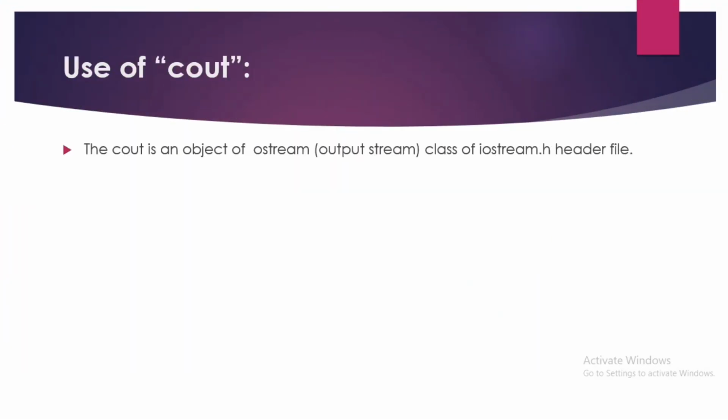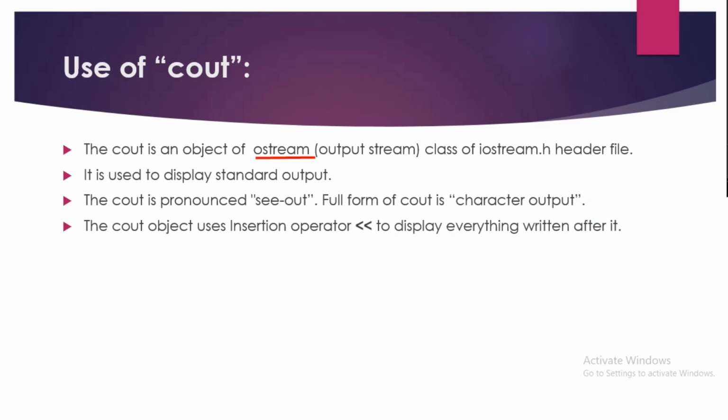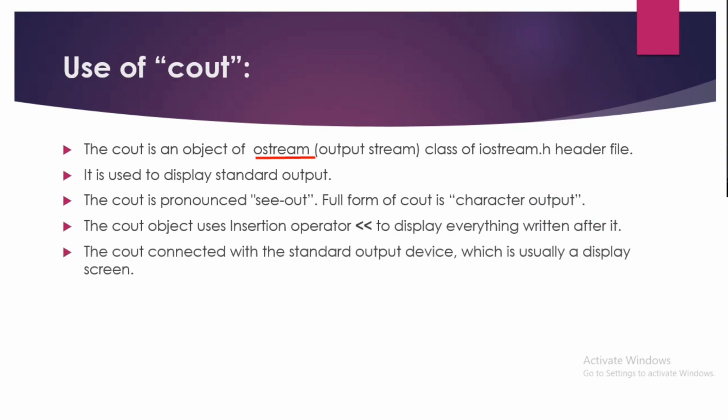Use of cout object. The cout is an object of ostream, known as the output stream class of iostream.h. It is used to display standard output. It means that it is used to display the value we get from the user. Or we can also display some message for users, like kindly enter your name. The cout is pronounced cout, and the full form is character output. The cout object uses the insertion operator to display everything written after it. The cout is connected with standard output devices like the display screen.